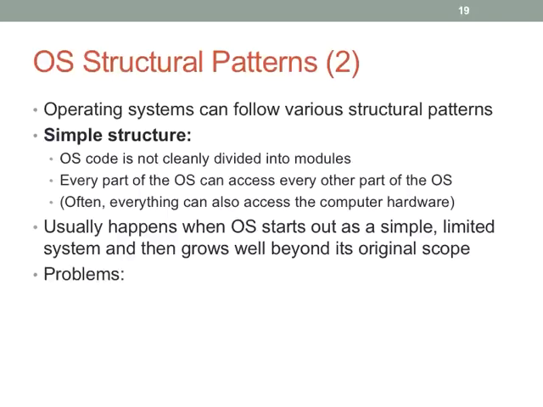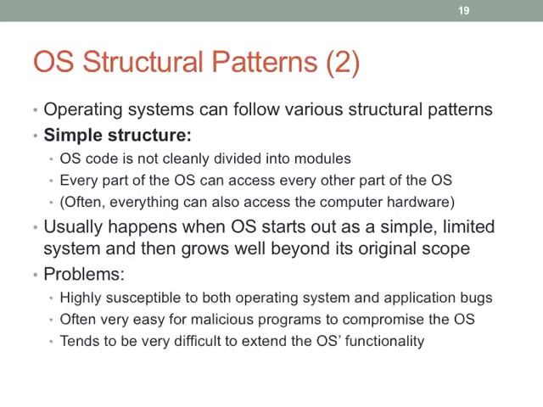So the problems are pretty obvious. You have a lot of issues related to bugs. An OS bug can make it really easy to break everything. Application bugs can bring down the operating system. And I'm serious. The example that we're going to talk about for the simple structure pattern is MS-DOS. It was very easy for an application to bring down the entire computer because the operating system was very light and very limited in its capabilities. Like I say here also, when you have something that's not well structured or well architected, it becomes very easy to extend the OS's functionality at some point.